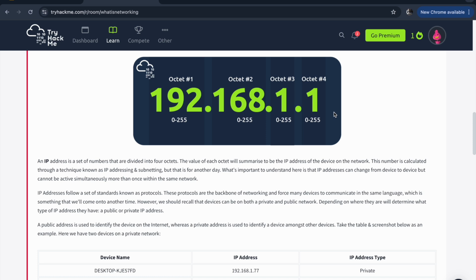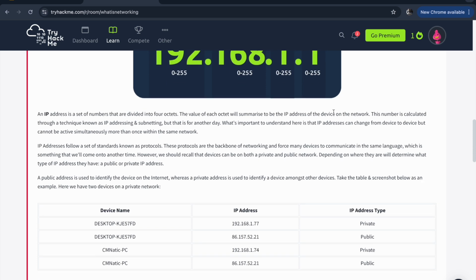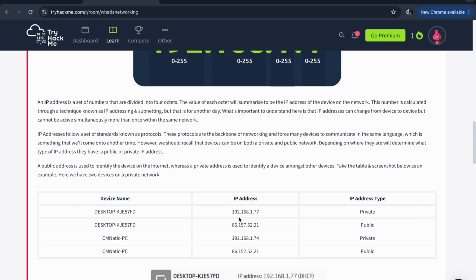Take the tablet and screenshot below as an example. We have two devices on a private network. Now you can see just from the IP address that this is private and the 86 is most likely public. And again, you can just tell. And these two technically can be on the same network because you can see they're pretty similar.